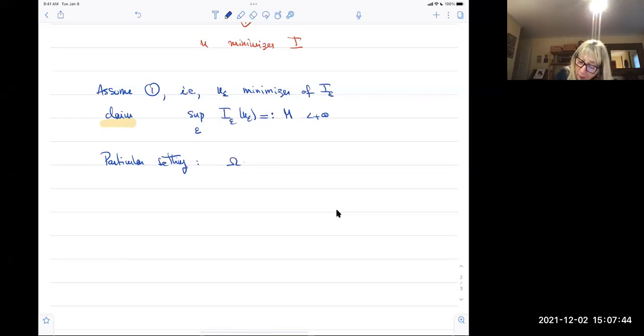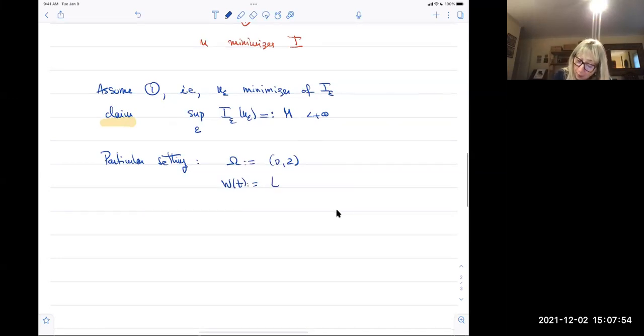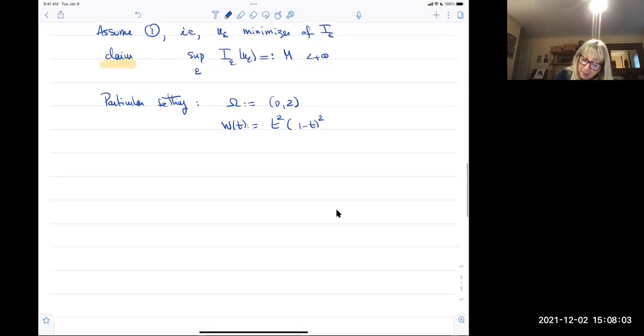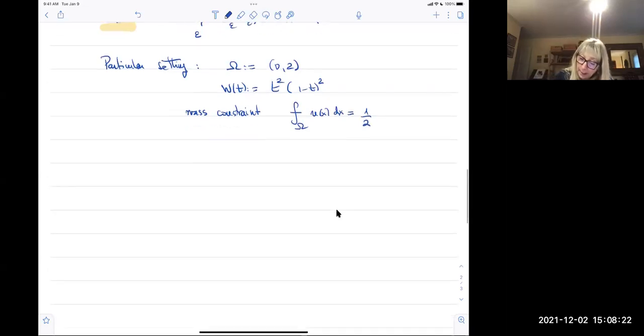So I'm going to take omega to be, say, (0, 2). I'm going to take W of t. Actually, this was a prototype which I mentioned last time. I'm going to take it to be t squared times (1 minus t) squared. So yes, it has zeros at 0 and 1. It's non-negative. And the mass constraint is, I'm going to assume that I only deal with fields which have average equal to 1/2. So in between the ones.